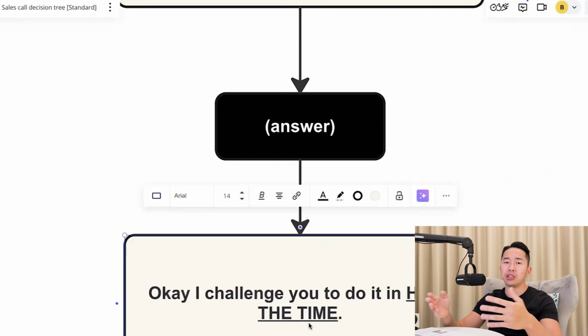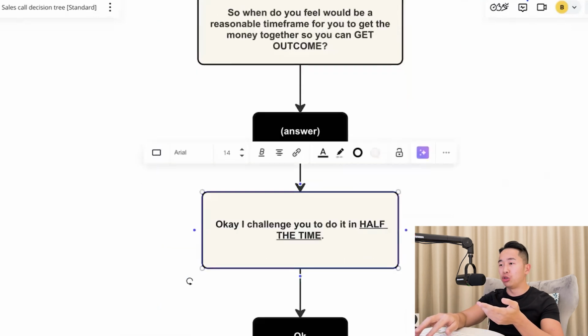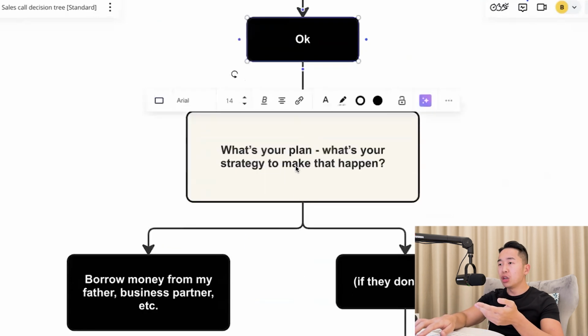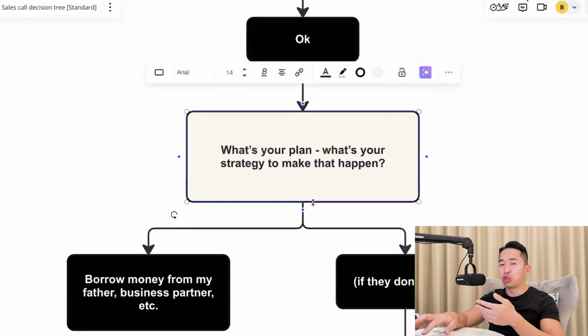What Parkinson's law is, essentially, human beings take as much time as they feel they have. So if they feel like they have 5 days, they'll do it in 5 days. If they only have 1 day, they'll do it in 1 day, right? Even if it's the same task. So that's why we do that. And then you ask, okay, so what's your plan? What's your strategy to actually make that happen? So we're going to the what.